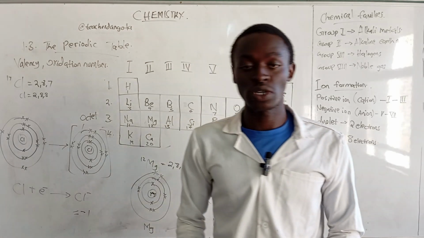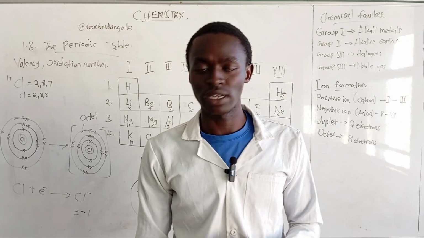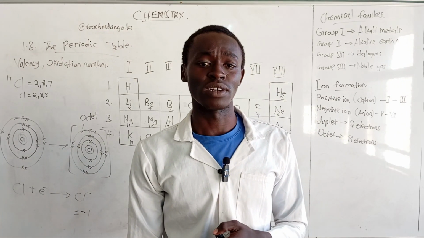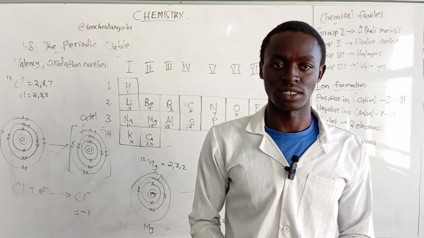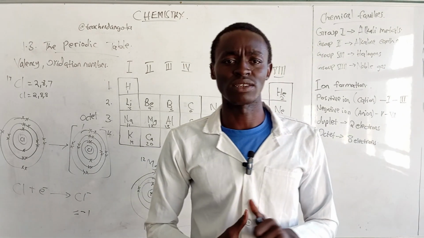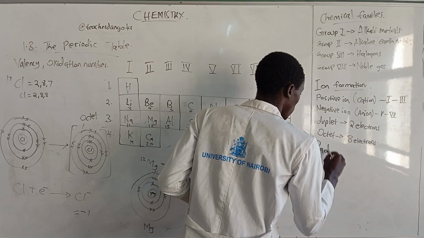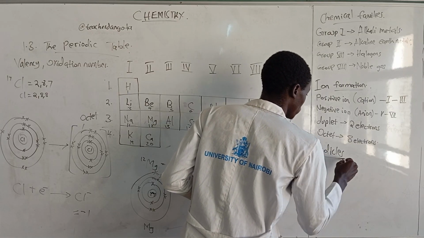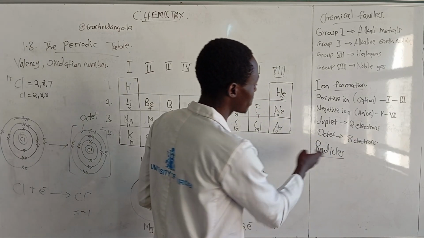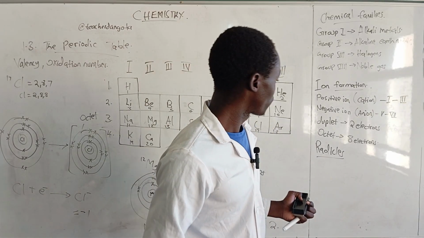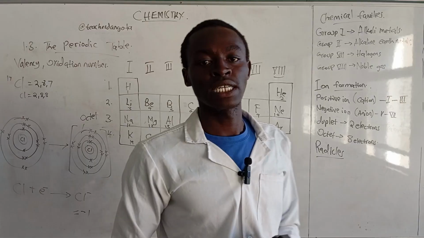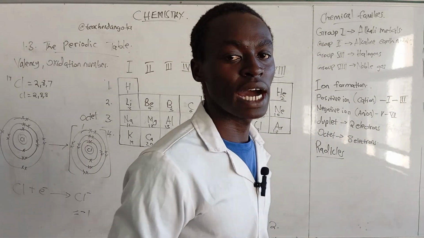Now the next thing to know is the radical. There is this thing known as the radical. I believe you've heard of it. Sometimes it can seem scary to some people, but it's easy. So what is a radical? We say that a radical is a group of atoms with a net charge that reacts as a unit in a reaction.